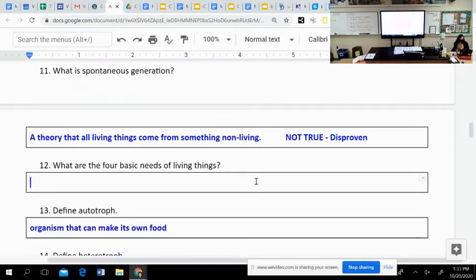Then, what are the 4 basic needs of living things? Think about what you need to survive. Give me one. Water. Okay, water. Allie? Food. Haley? Living space, so like that shelter, things we live in. And one more. Homeostasis. So those stable internal conditions you want your body to be able to regulate.